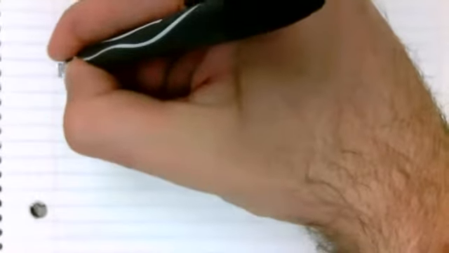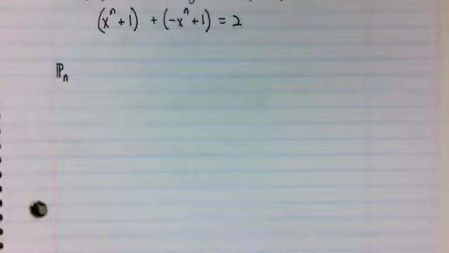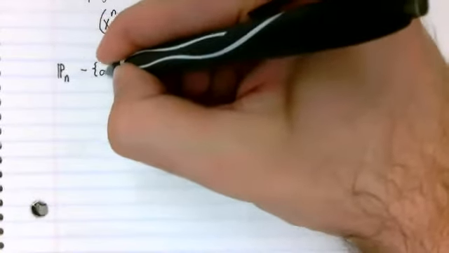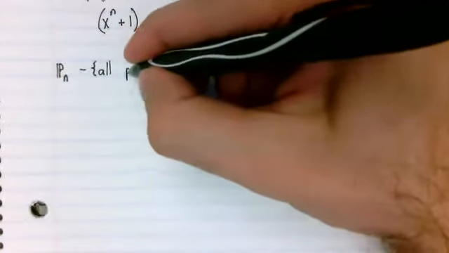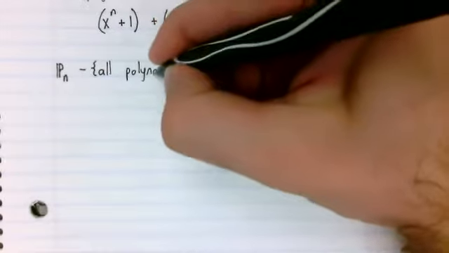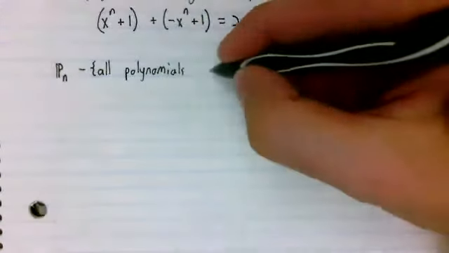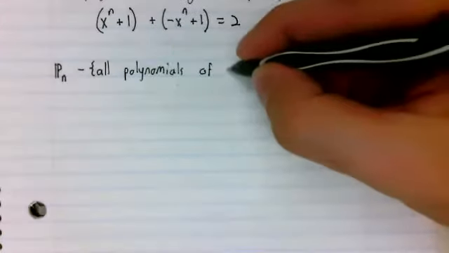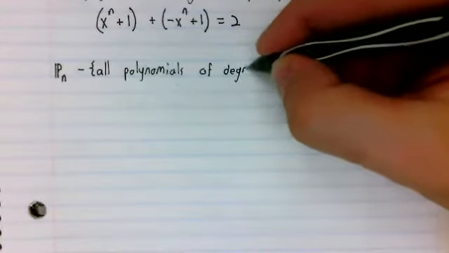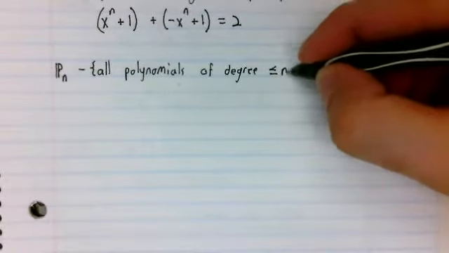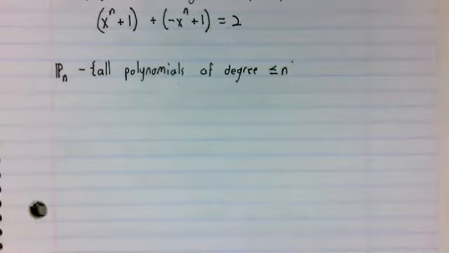What is a vector space is P sub n, the set of all polynomials of degree less than or equal to n.